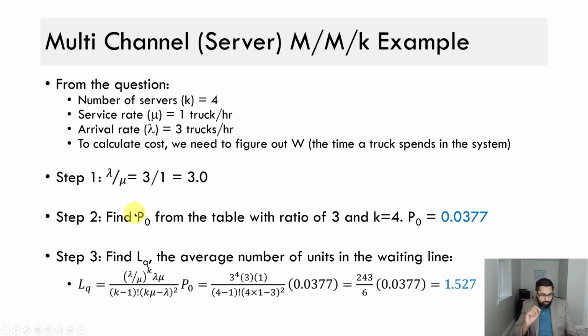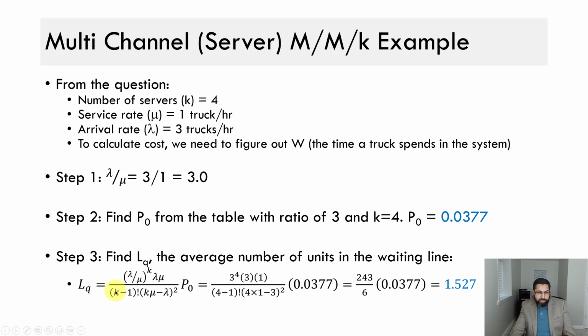Once we have P naught, step 2, we're going to find LQ, the length of the queue, because once we have P naught and LQ, then finding all the other values becomes really easy for an MMK system. So LQ is this formula. You take the ratio lambda over mu, which was 3, raised to the power of K, which is the number of channels, 4. So that's 3 raised to power 4, multiplied by lambda, multiplied by mu, multiplied by 3, multiplied by 1. That's your numerator here.